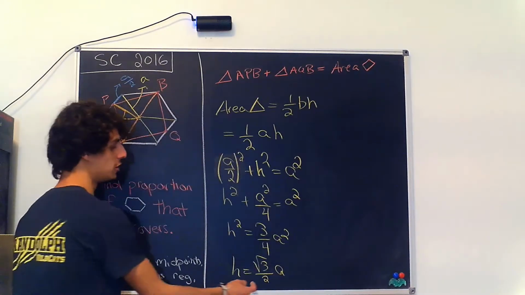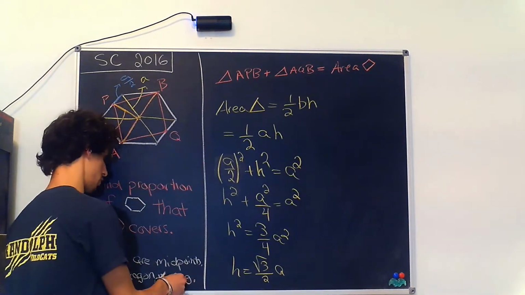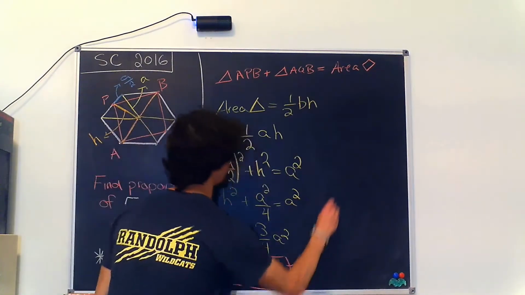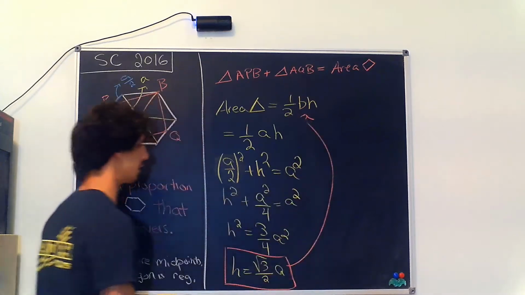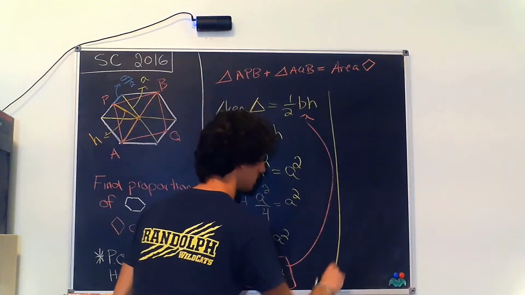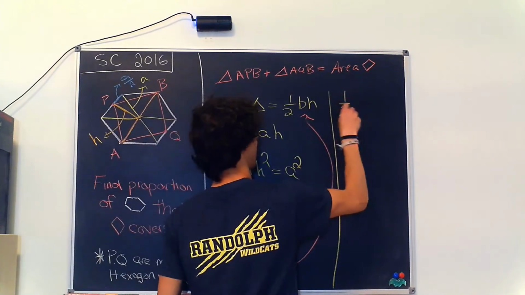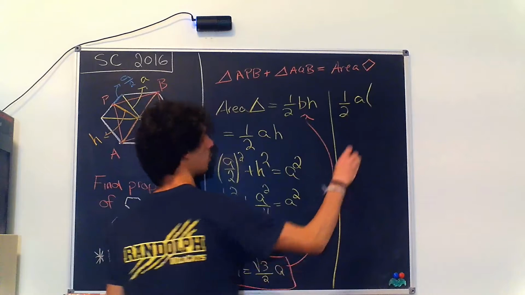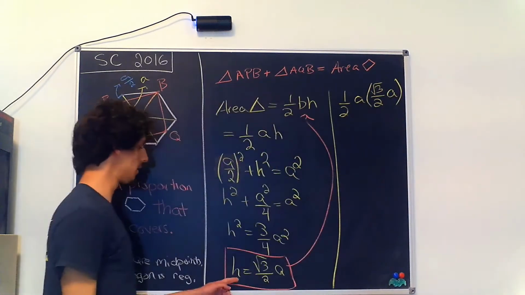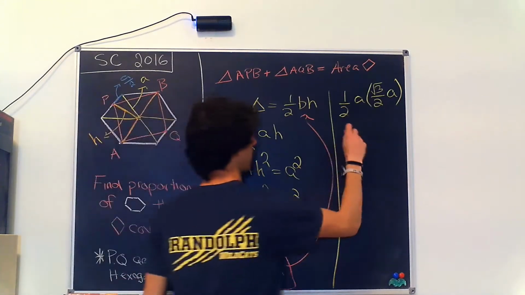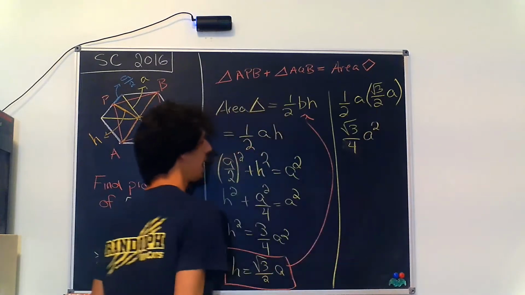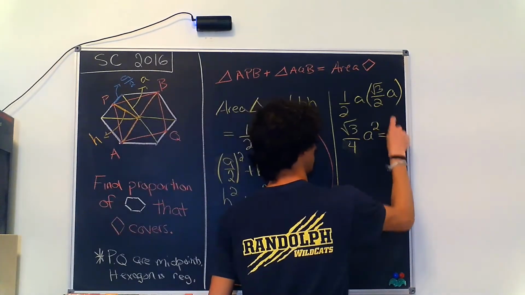So now we have H equals the square root of 3 over 2 A. But now let's take this height here and plug it back into our area formula for this equilateral triangle. So that will give us 1/2 A times the square root of 3 over 2 A. That's by this red box down here. But now we have the square root of 3 over 4 A squared, and that's equal to the area of this triangle.